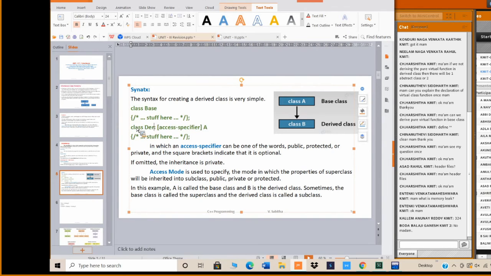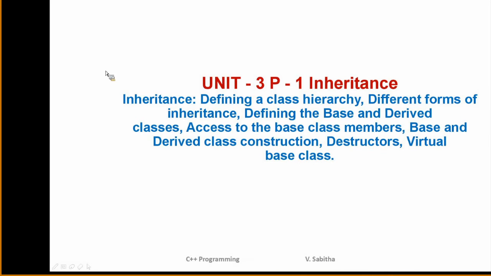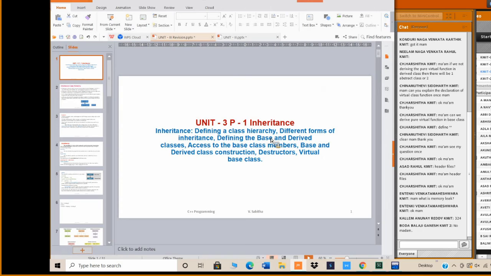And in the derived class, with the help of access specifiers, what are the access specifiers I'm having? Public, private, protected, and here I should inherit base. So the derived class will have the base class members, along with its own set of members. This is the way we define base and derived class. Now you have access to your base class members.